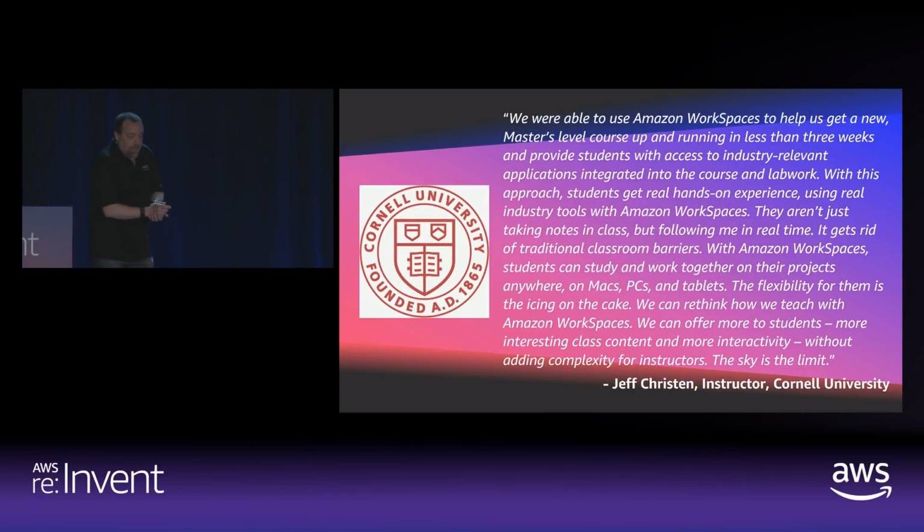Cornell University uses Amazon WorkSpaces to get a new master's level course up and running in less than 3 weeks. They provide students with access to a fully configured system that can run all of the software required for that course and the lab work. They get that hands-on experience using real industry tools on systems where Cornell is controlling the user experience. They know that everyone's going to have the same level of performance because that's running on a workspace and it's not dependent on the hardware that student might have brought to the table.